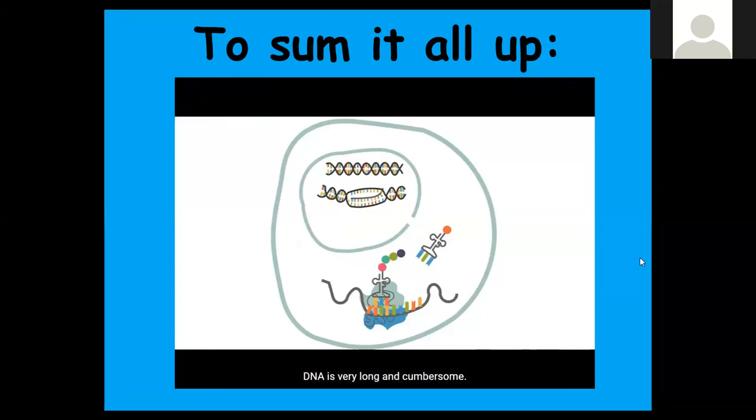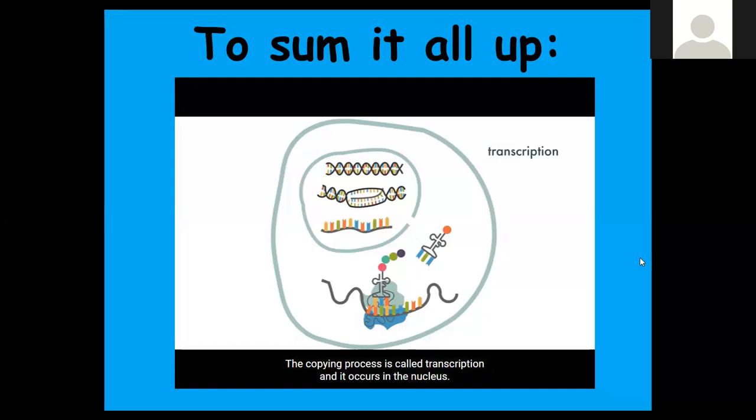DNA is very long and cumbersome. The strands of DNA also code for many different proteins. To get the code for the desired protein from the nucleus to the ribosomes in the cytoplasm, a copy of the small necessary section of DNA will be made. The copying process is called transcription, and it occurs in the nucleus. It's the first step in protein synthesis, the process of making protein.